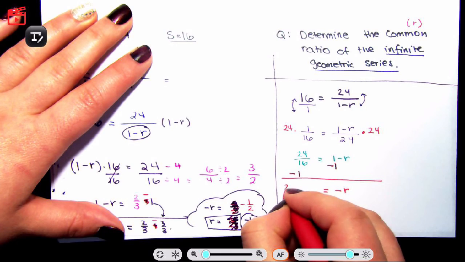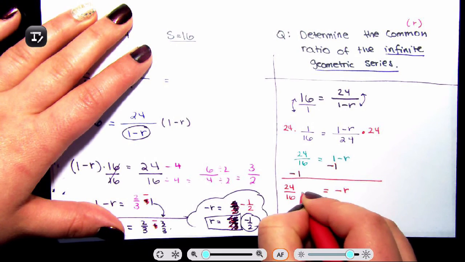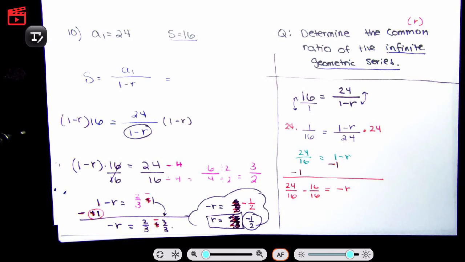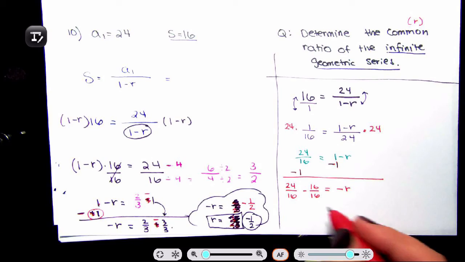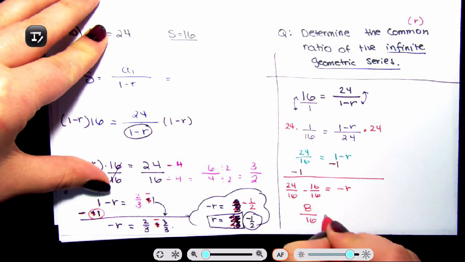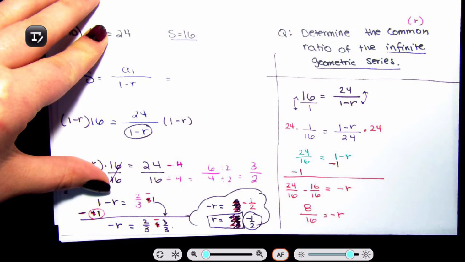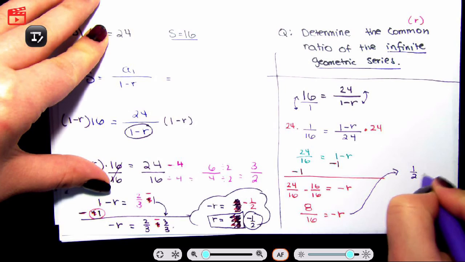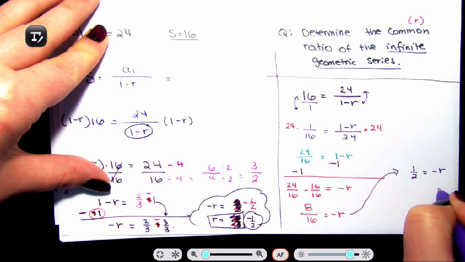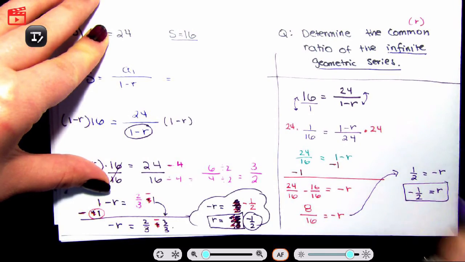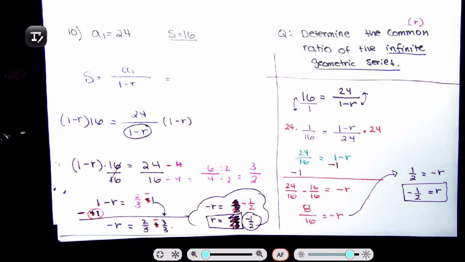I have 24 over 16 minus 16 over 16. And see if we can wait to simplify. 24 minus 16, that is 8. So I have 8 over 16 is equal to negative r. And again, it should give us the same answer. So that means I have 1/2 is equal to negative r, which again, we're flipping the signs. So I have a negative 1/2. Hopefully this is a little bit easier to read without the mistake that I made on the other side.